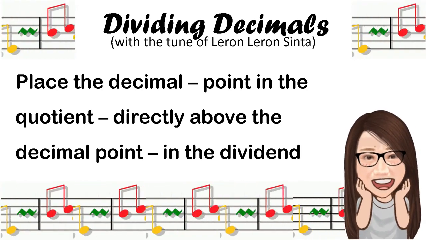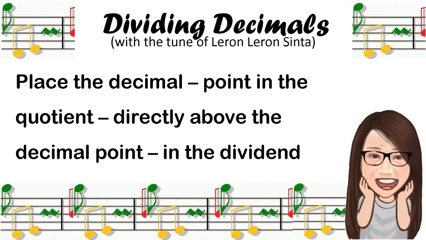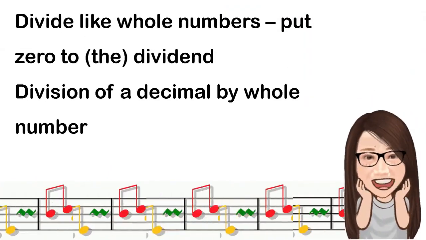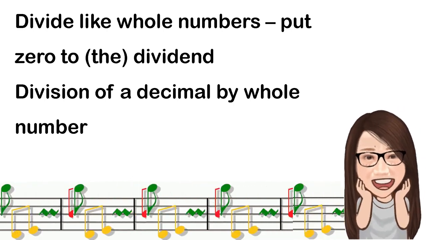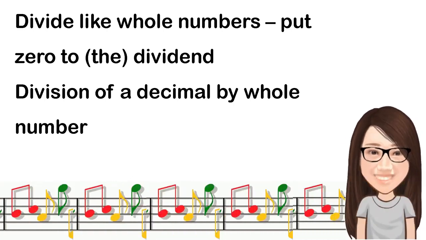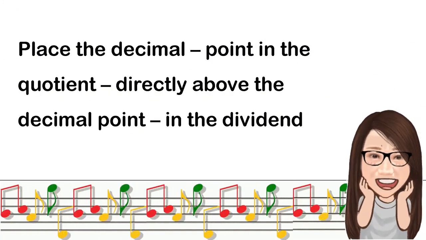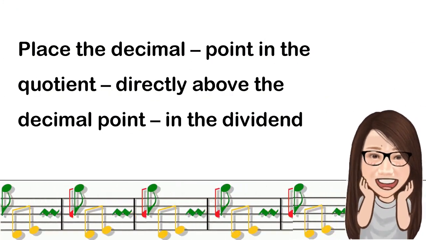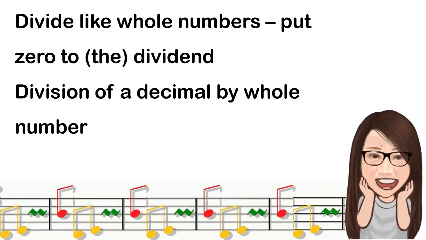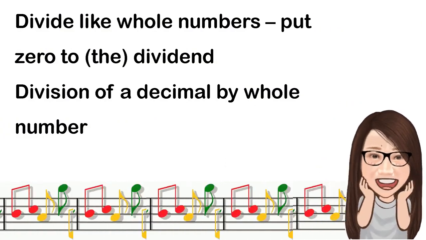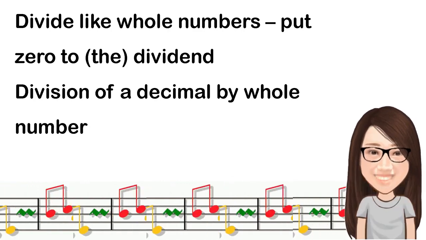Place the decimal point in the quotient directly above the decimal point in the dividend. Divide like whole numbers, put 0 to the dividend. Division of a decimal by a whole number.